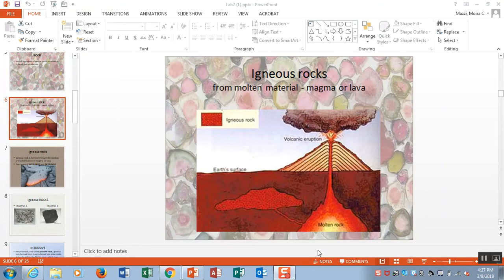Let's take another look at those notes. Here's one of the slides that we looked at about igneous rocks. This is showing you that igneous rocks are created from molten material. Now, that molten material could either be under the Earth's surface in the magma chamber, or it could be erupted out of a volcano. Where the molten material is and where it cools and solidifies has everything to do with what the igneous rock ends up looking like.